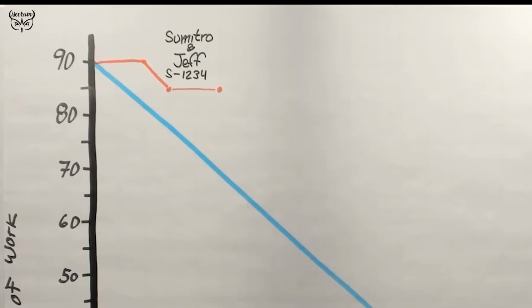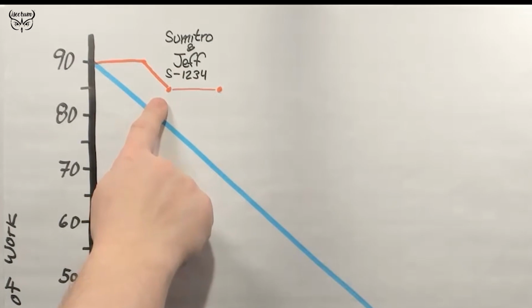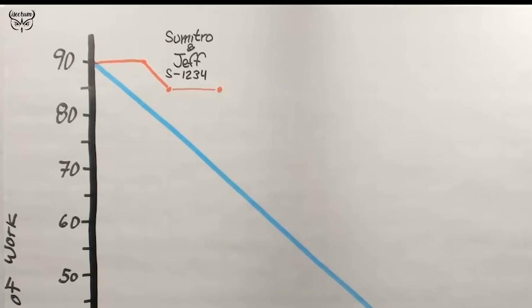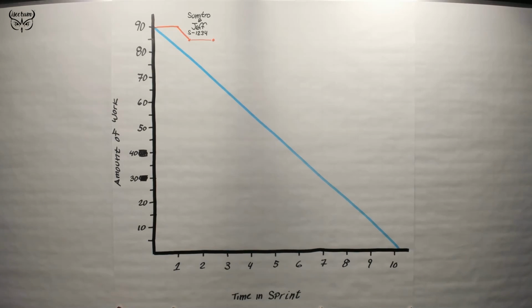I made another red dot halfway in between days 2 and 3 to say that in the middle of day 3, the team took a temperature reading and decided we have gotten no work done since Jeff and Sumitro finished that story yesterday. So they make a point on the chart and they just draw a horizontal line from one dot to the other.